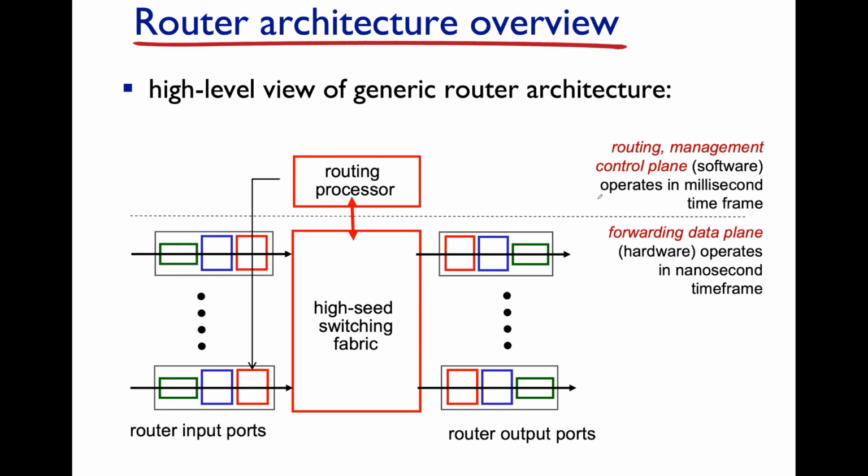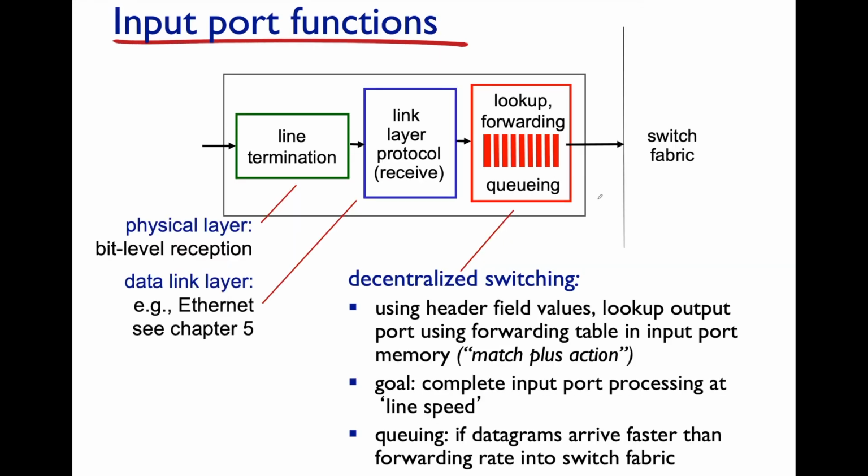Let's take a look at the input port functions. We start out with three stages. The first is line termination, which deals with the physical layer, namely the signal energy that encodes the bit-level data. Then we have a stage for the link layer, the sending and receiving of Ethernet frames, units of data. We'll talk about the link layer in Chapter 5, but it's the sending and receiving of bits for routers or devices that share the same network, the same physical connection, be that wired or wireless. And then we also have the lookup and forwarding portion.